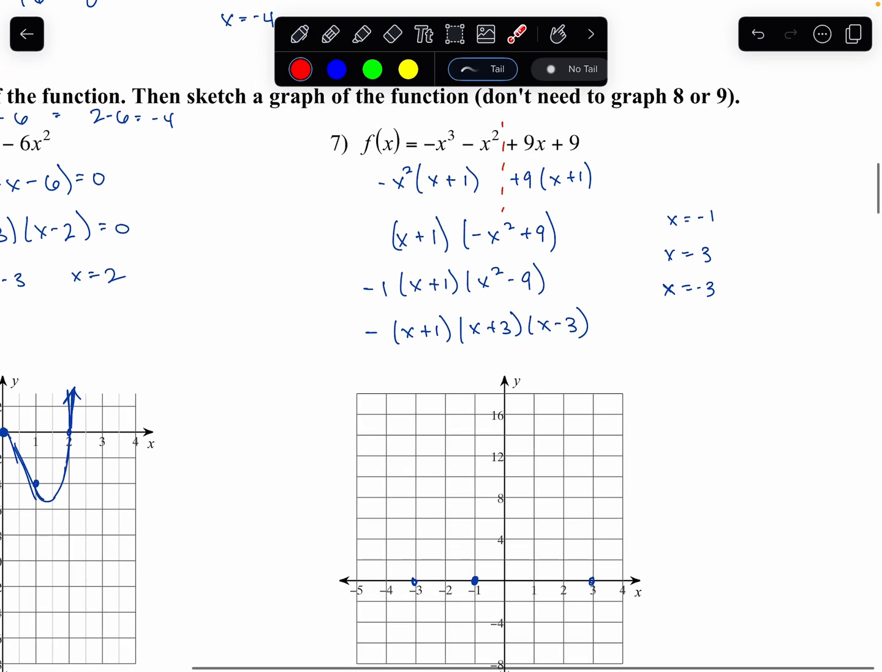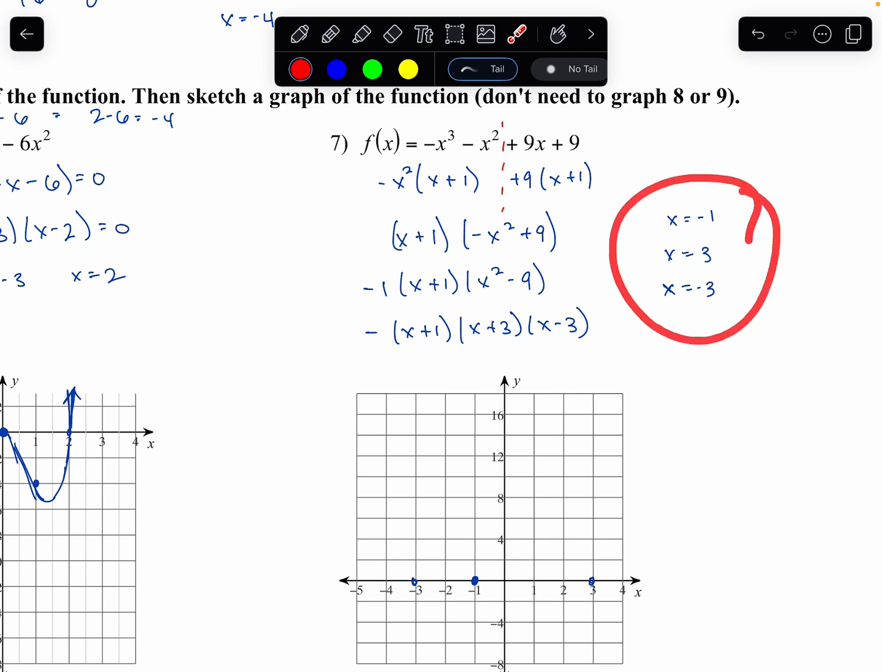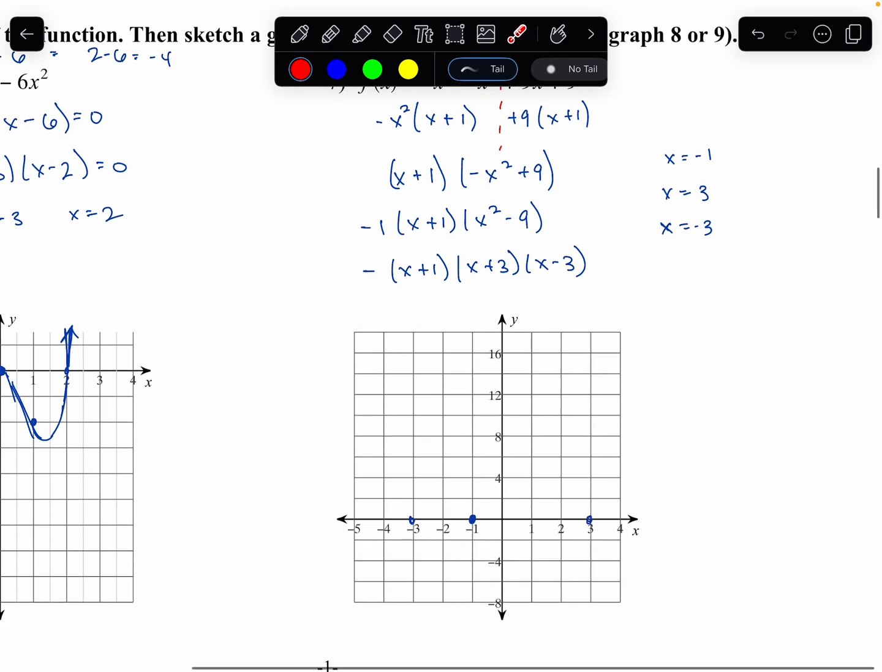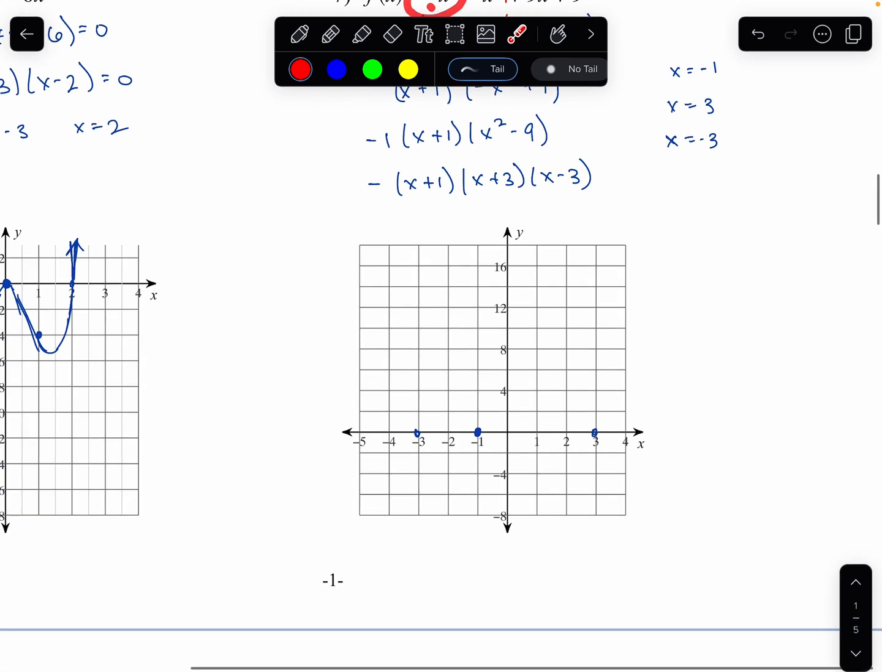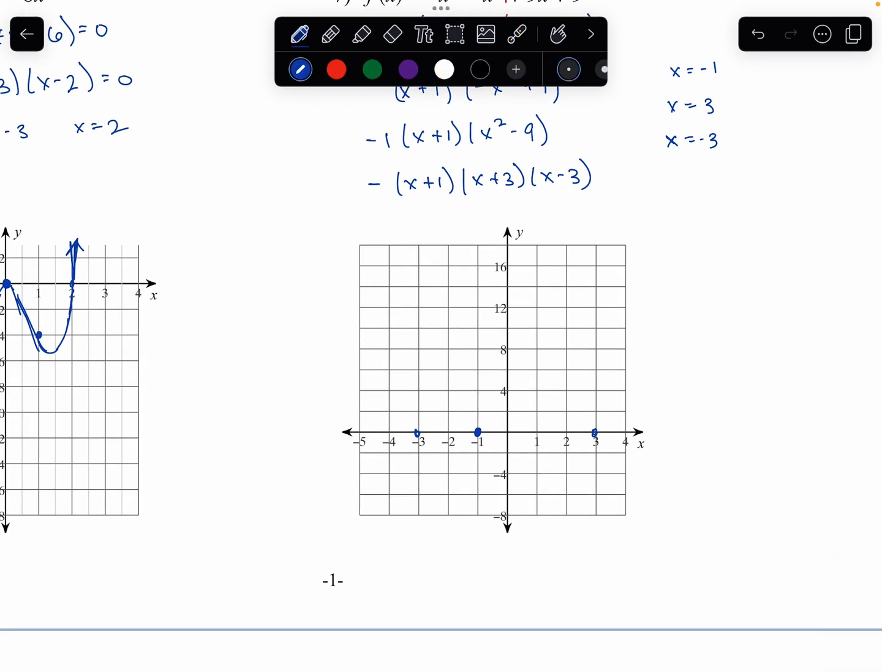Now, let's see, none of them have an even multiplicity. They all occur only once, so that means they will all just cross. Now, in terms of end behavior, this is a negative leading coefficient and an odd degree. So that means on the far left, it's supposed to be going up, and on the far right, it's supposed to be going down. In between, it's going to come down, come back up, go up, and then come back down.